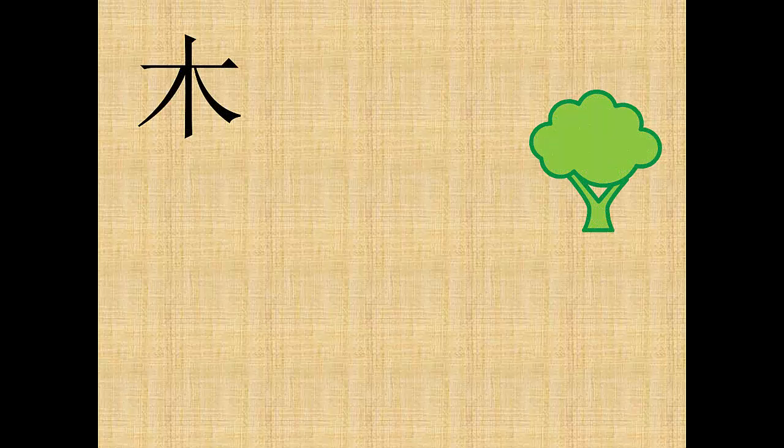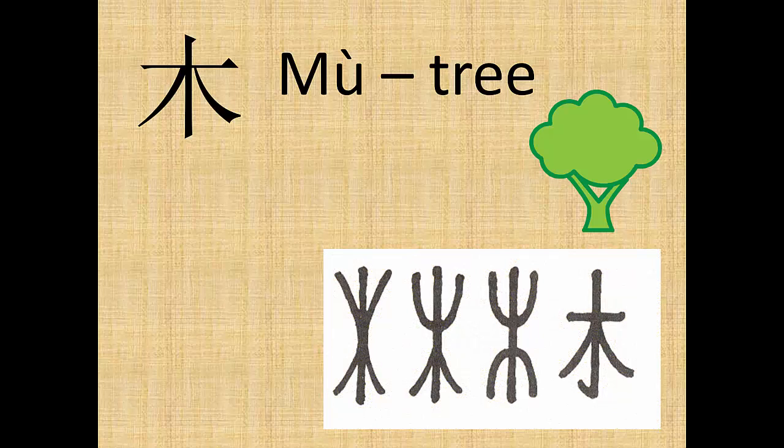The next radical you should see is the tree radical. It's a representation of a tree with its branches. It used to include pictures of the branches and the roots, but over time it evolved just to show branches. You can see in this form it has a little hook on the bottom, whereas this one does not. That's just a difference in fonts. Don't worry about it.